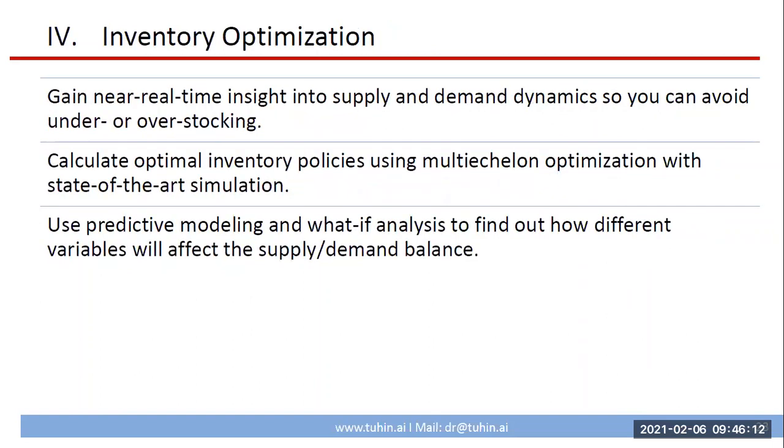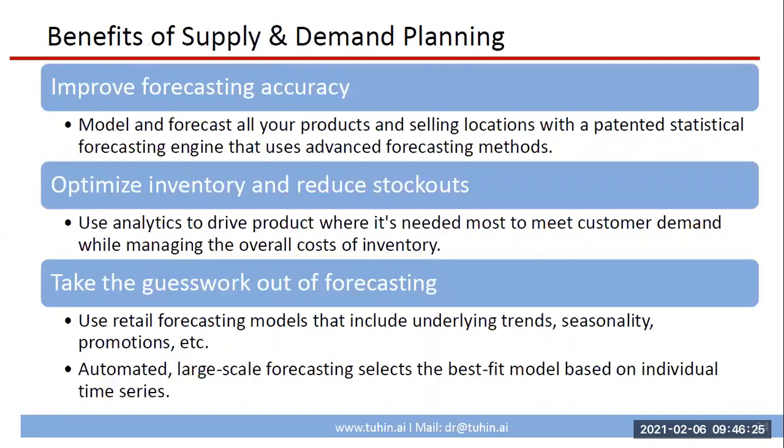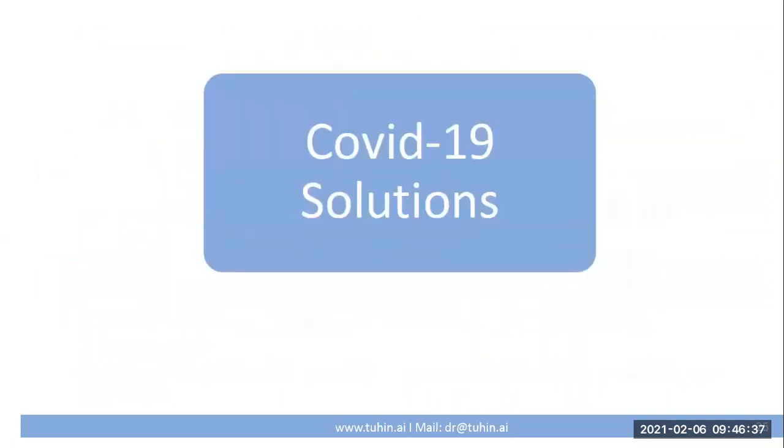So yeah, inventory optimization is another thing you must have done in your childhood. All these EOQ models, all those things. And then the point is that apply analytics there, apply simulation there, and see how that is integrated and automated. Benefits are pretty clear: improving forecasting accuracy, optimizing inventory, and reducing stockouts. Taking the guesswork out of forecasting, no guesswork there. We will have robust architecture, robust modeling technique.